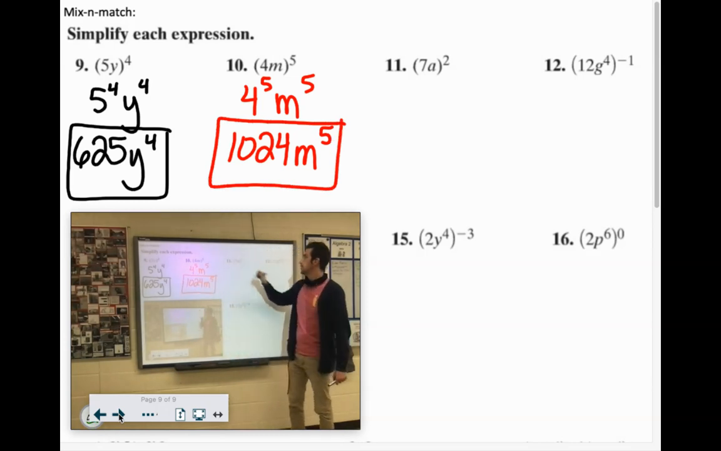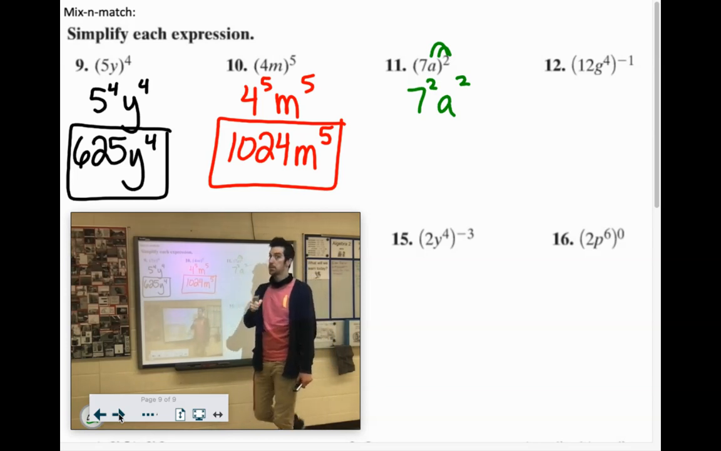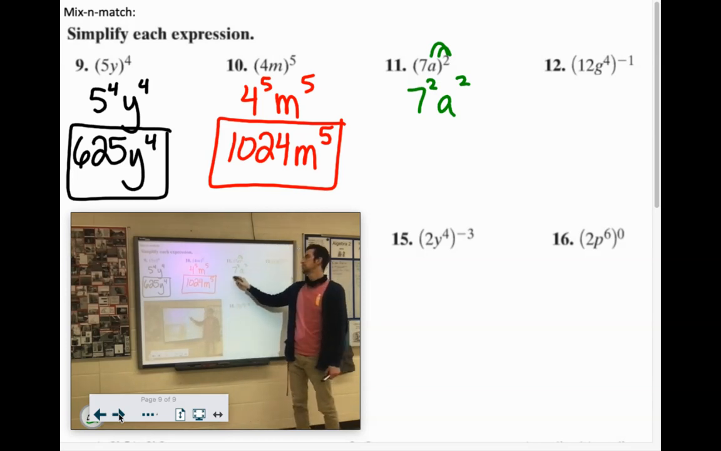All right, we got to square everything. So 7 squared, a squared. 7 squared. Don't say 14, it means 7 times 7, which is 49, a to the second.